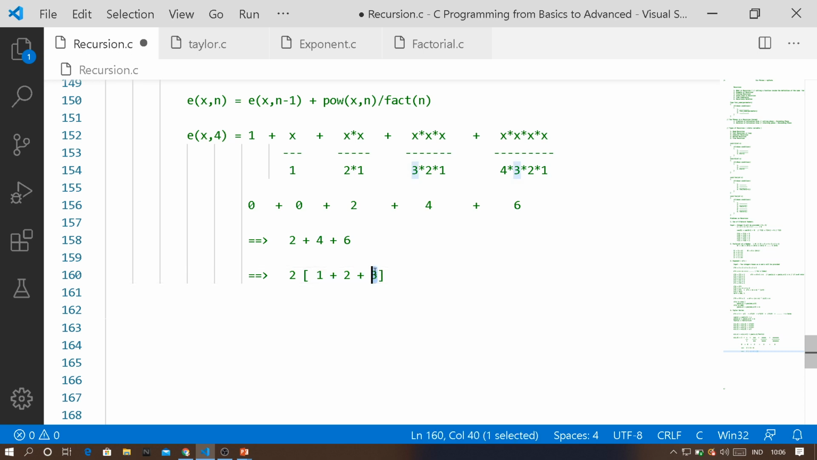Up to what? Up to n minus 1. If n is 4, then it comes up to 3. If n is 5, then it comes up to 4. So you have to find the sum of natural numbers up to n minus 1. We already have the formula. The general formula is n multiplied by n plus 1 divided by 2, the sum of natural numbers formula, which I have already taught you in the first problem, the summation problem.